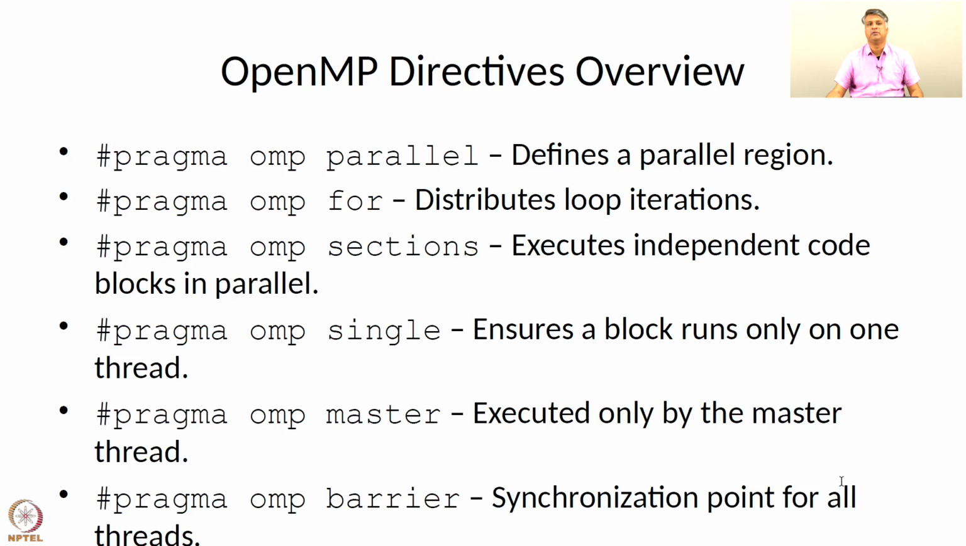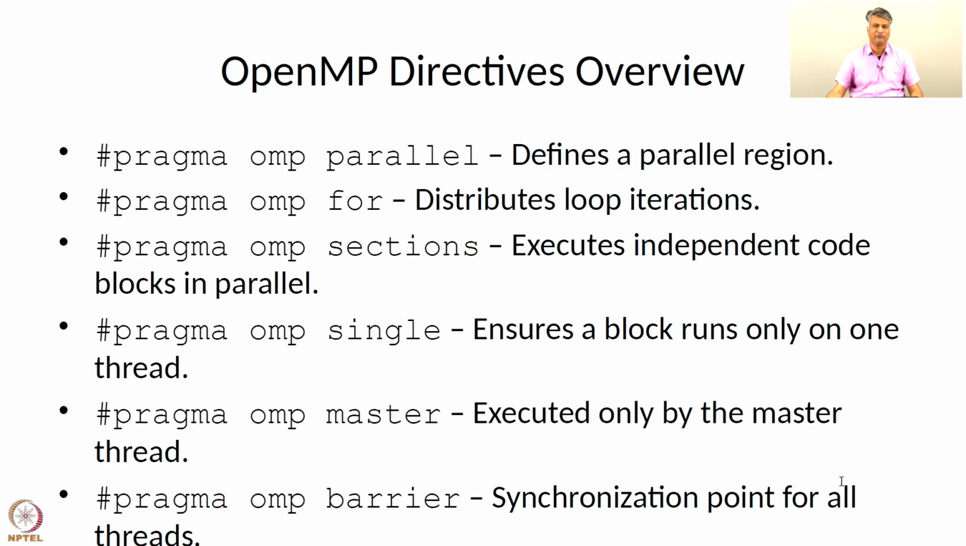So what are the different OpenMP directives that we covered? We had talked about the #pragma omp parallel, which defines a parallel region. Remember that this #pragma is the C version of it. In Fortran, the semantics would be slightly different. In this review session, we'll be covering only the C versions of the directives. So you have #pragma omp parallel, which defines a parallel region.